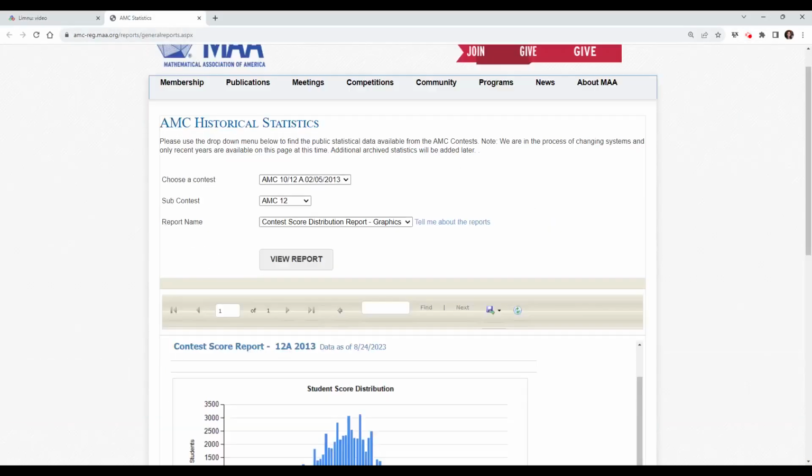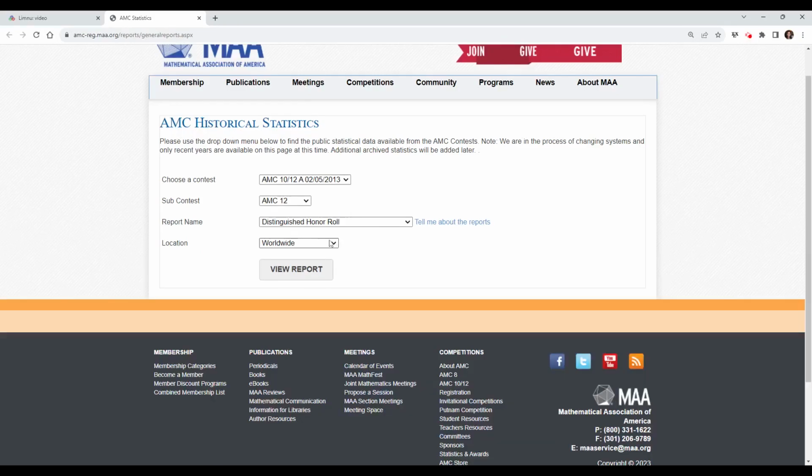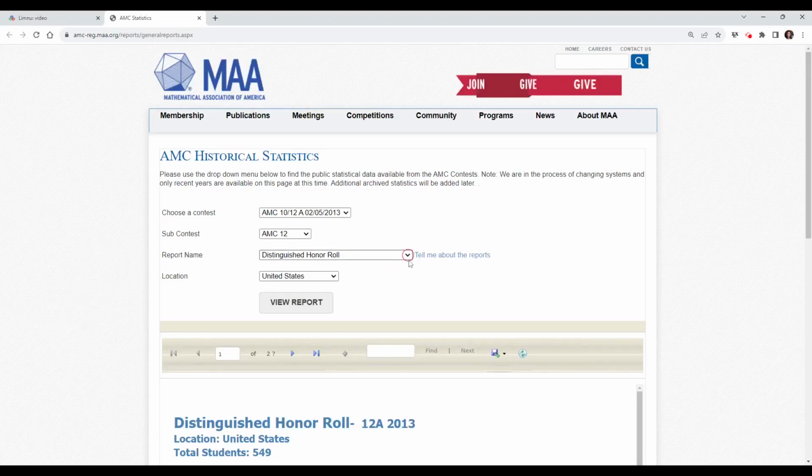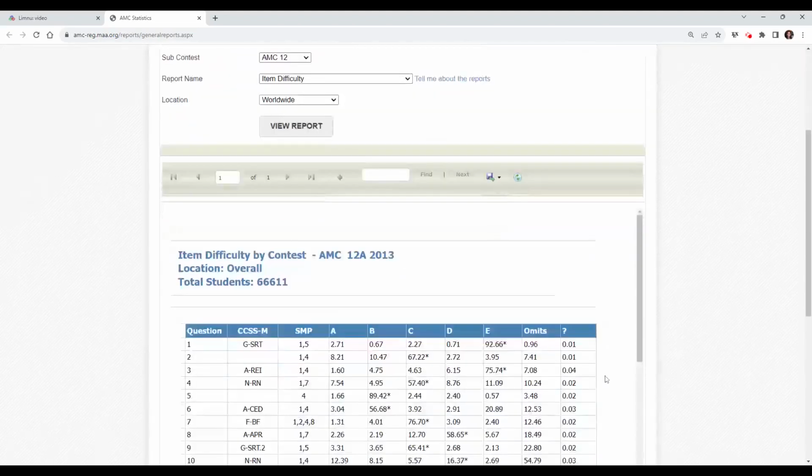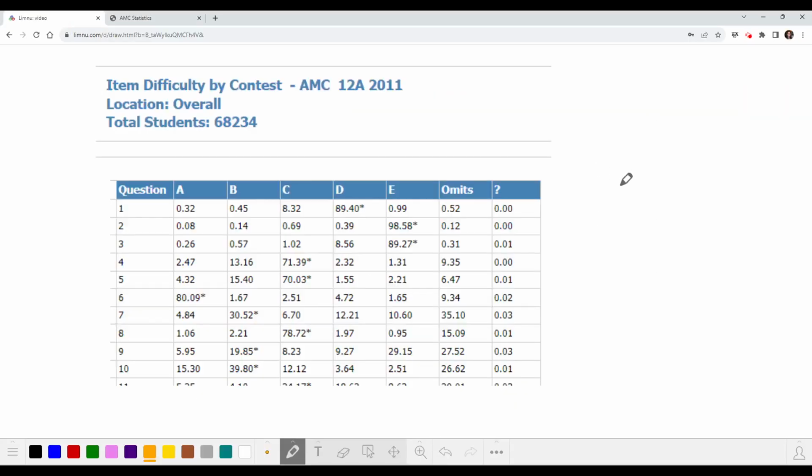Returning to the website, we have score reports for different demographics, gender, and grade. You can even pick a country, but the report I like the best is this item difficulty. Let's take a closer look. Here's a table from a few years ago. Each row is a different problem on the AMC.